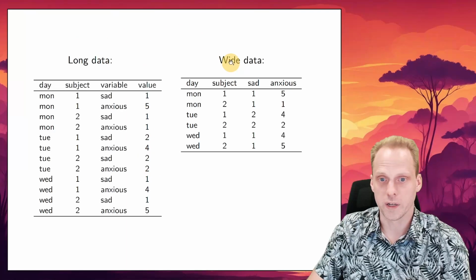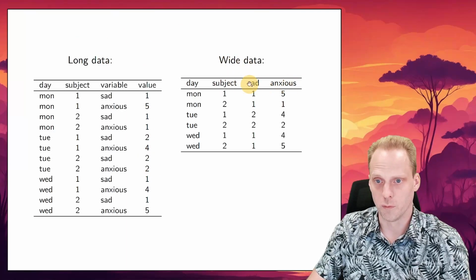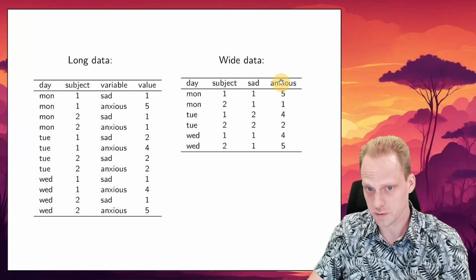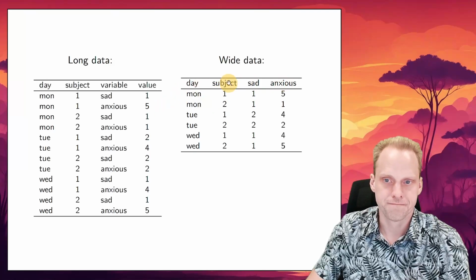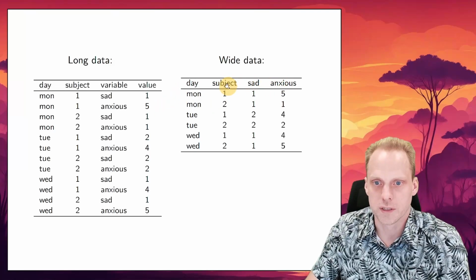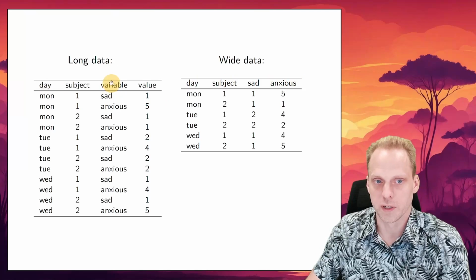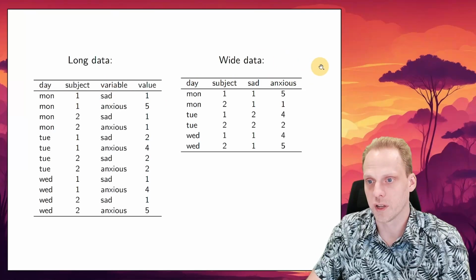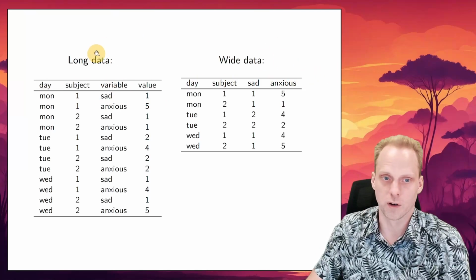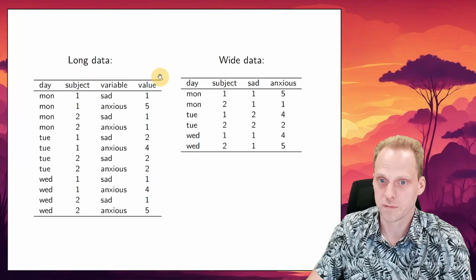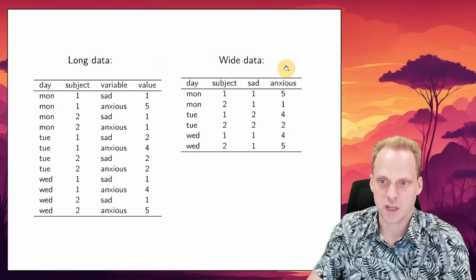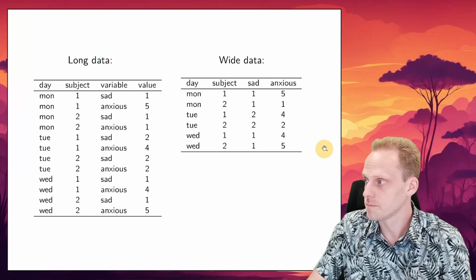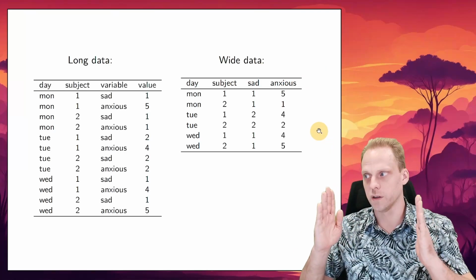We could make it wider and now we have more columns corresponding to the values. Right. Actually, in this case, it's not actually wider. It's only 4 columns and there are 4 columns here. But if there were more variables, we would have had more columns here, where in the long data, we wouldn't have had more columns. So let's say we also measure happiness. Then we would have sad, anxious, another column here with happiness. And it would become wider and wider and wider.